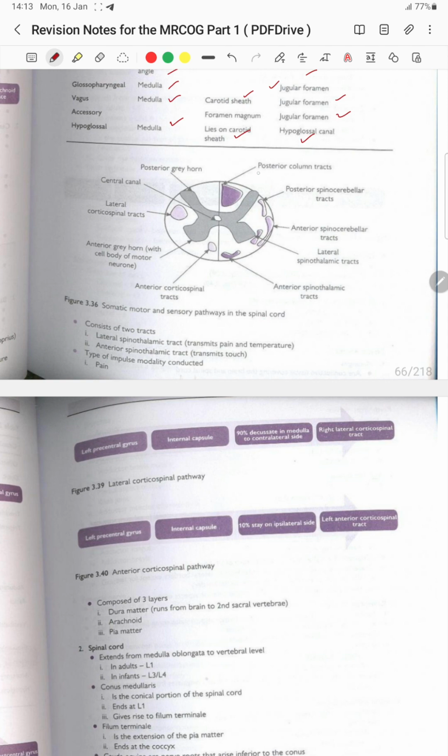This is the posterior column tract. This is again the posterior spinocerebellar tract. This is anterior spinocerebellar tract, and these are the lateral spinothalamic tracts. These are anterior spinothalamic tracts, and these are the anterior corticospinal tracts. This is anterior gray horn with the cell body of the motor neurons. This is the lateral corticospinal tract, the central canal, and the posterior gray horn.